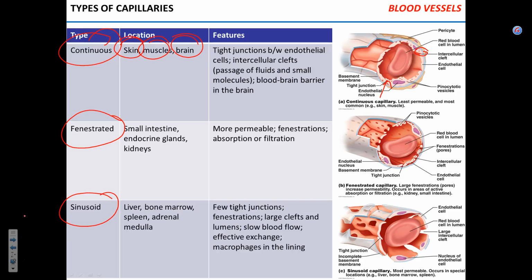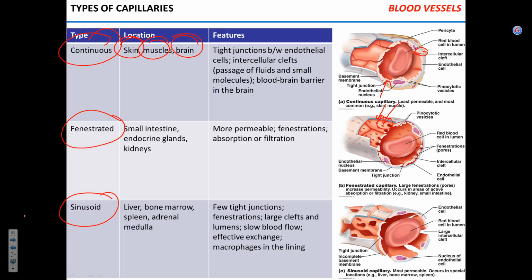Second type is fenestrated. As you can tell from the name, the endothelial cells in these capillaries have fenestrations, openings. Do you know the word fenestrated? No? When somebody is fenestrated, it means the person was thrown out of the window, which is an opening. No, seriously, fenestration is throwing somebody out of the window. In this case, fenestration refers to the opening, like a window in an endothelial cell. So that allows more exchange between the tissue and the blood.